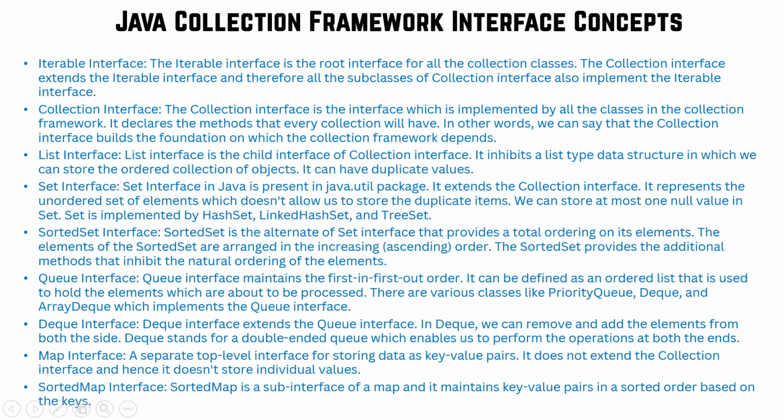A separate top level interface for storing data as key value pairs is the map interface. It does not extend the collection interface, and hence it does not store individual values. Instead of that, it will store the value as a key value pair combination. Whereas a sorted map interface is a sub interface of the map, and it maintains key value pairs in a sorted order based on the keys.